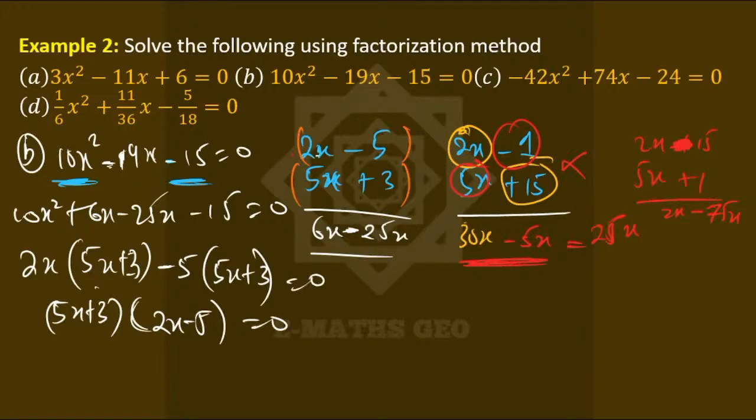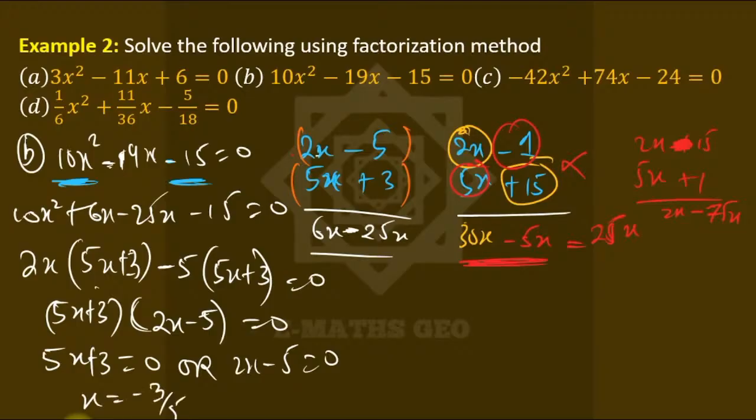You see our factored form: this 2x minus 5, and this 5x. So do you see the advantage of using this method? I've said the product of two numbers being 0 means that one of them must be 0. So either the first or the second. So x is minus 3 over 5, or x is 5 over 2. So that's the answer. That's how we solve.